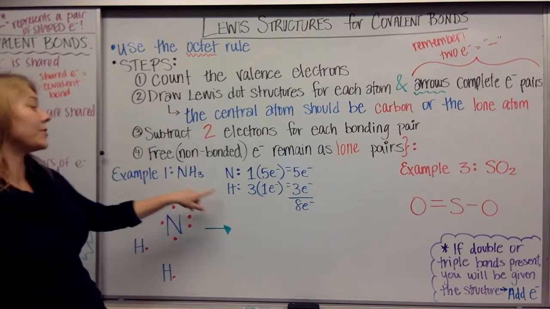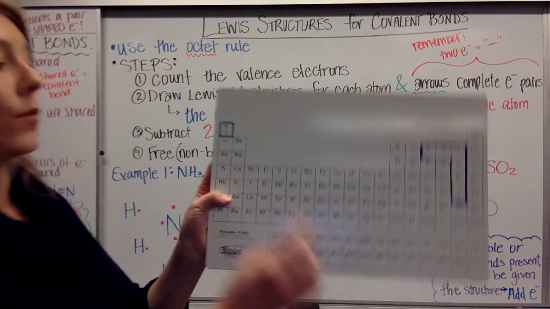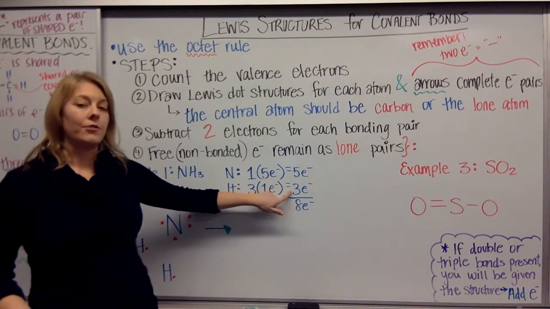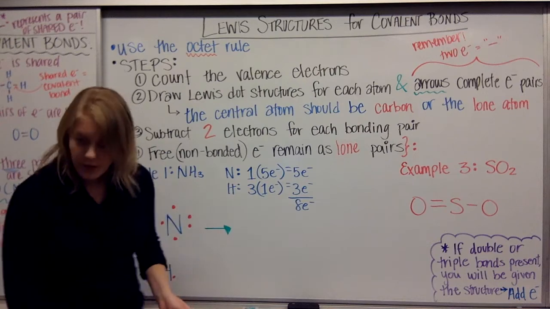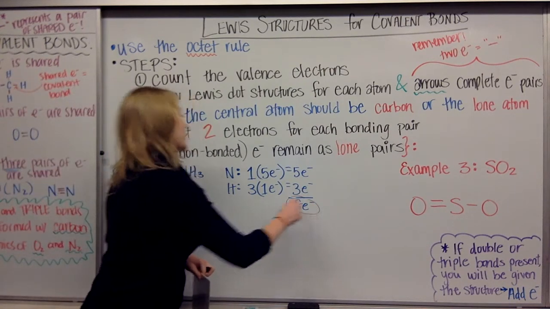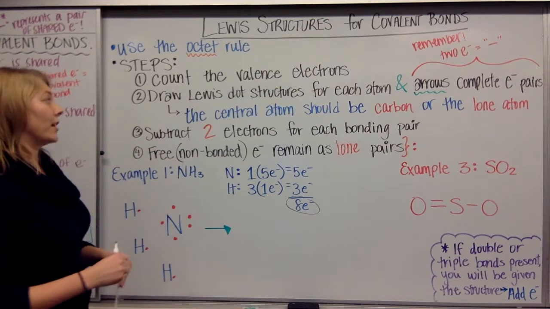I have 3 hydrogens. Each hydrogen has 1 valence electron. Hydrogen's right there, 1 valence electron. That's a total of 3 valence electrons. 5 plus 3 gives me a total of 8 valence electrons. Now I need to make sure that in my Lewis structure I'm representing 8 valence electrons.